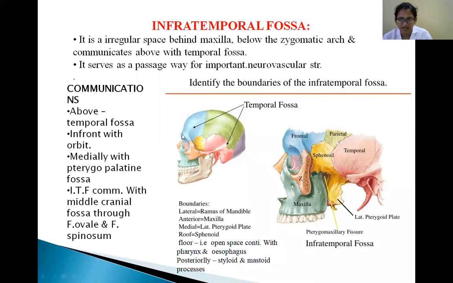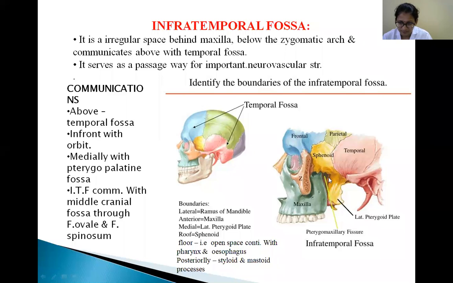Next, coming to the infratemporal fossa. This is the infratemporal fossa. Where are you going to see the infratemporal fossa? Below the zygomatic arch. See, here we have cut the zygomatic arch. It is an irregular space below the zygomatic arch. This is the infratemporal fossa.